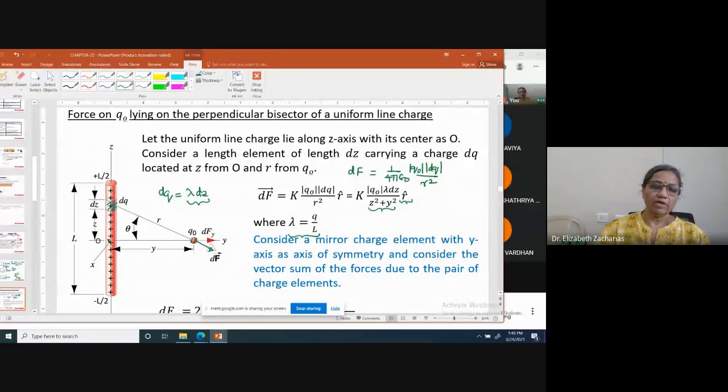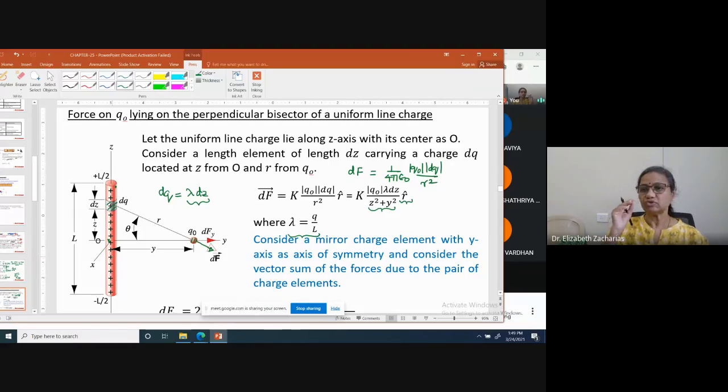How do we use symmetry? Or before using symmetry, if I want to know the total force on Q naught, what should I do? I should take such elements from every part, starting from minus L by 2 to plus L by 2. I have to keep taking these elements and draw r for each of them and find the net force. But if I take an element here and draw my r vector, the df direction is going to be different. For every charge element, the df direction is going to be different. So how do you actually integrate vectors which all have different directions? It becomes very difficult. You cannot add.